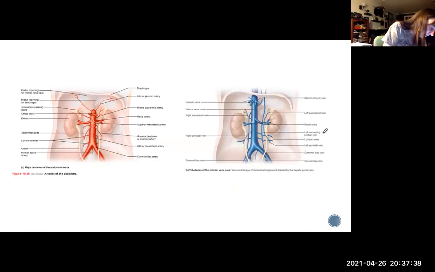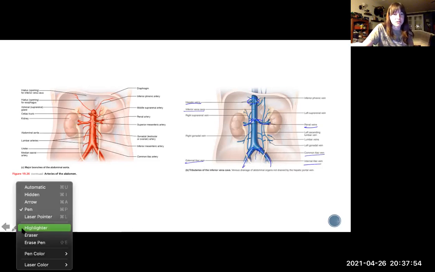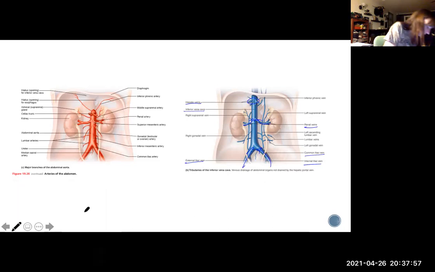And side by side, hepatic are up here, renal are down here, inferior vena cava, external and internal and common iliac, compared to arterial, which includes the celiac trunk, renal arteries, abdominal aorta, and the common iliac artery, which branches into the exterior and interior iliac arteries.